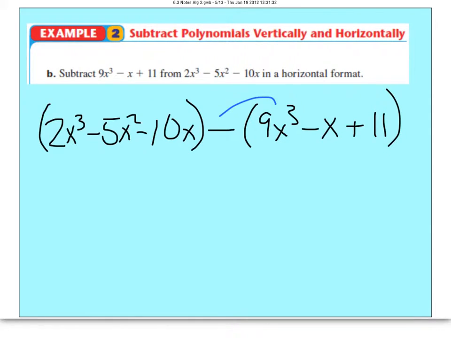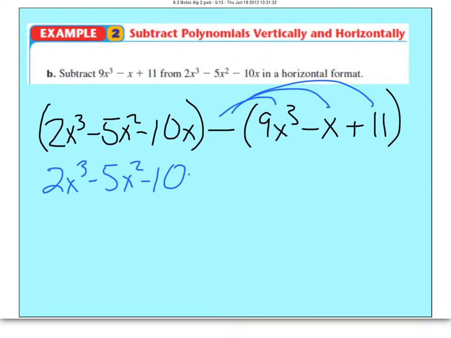I'm going to remember to distribute this negative sign and rewrite the problem. So it goes negative 9x cubed. A negative times a negative x becomes a positive. A negative times a positive 11 is a negative. We're going to combine our like terms and put it in standard format.